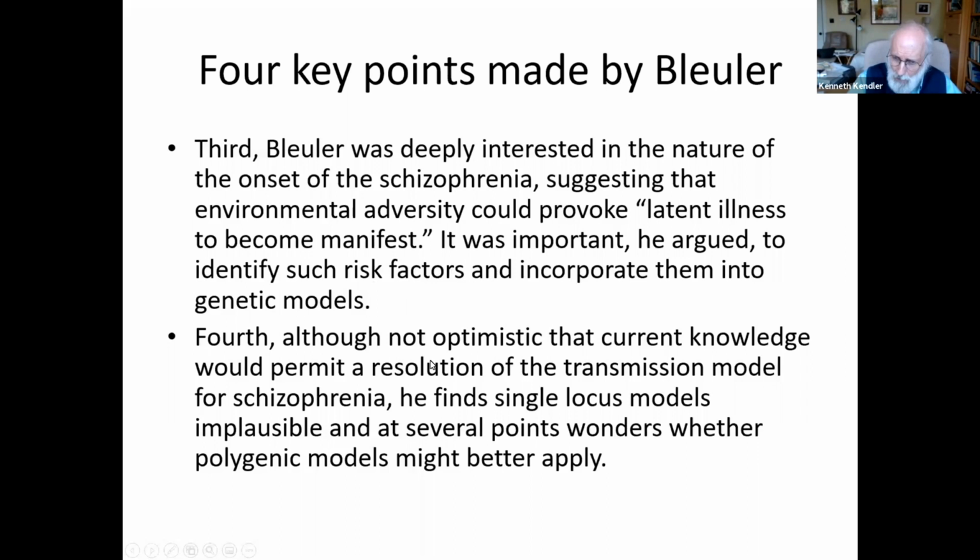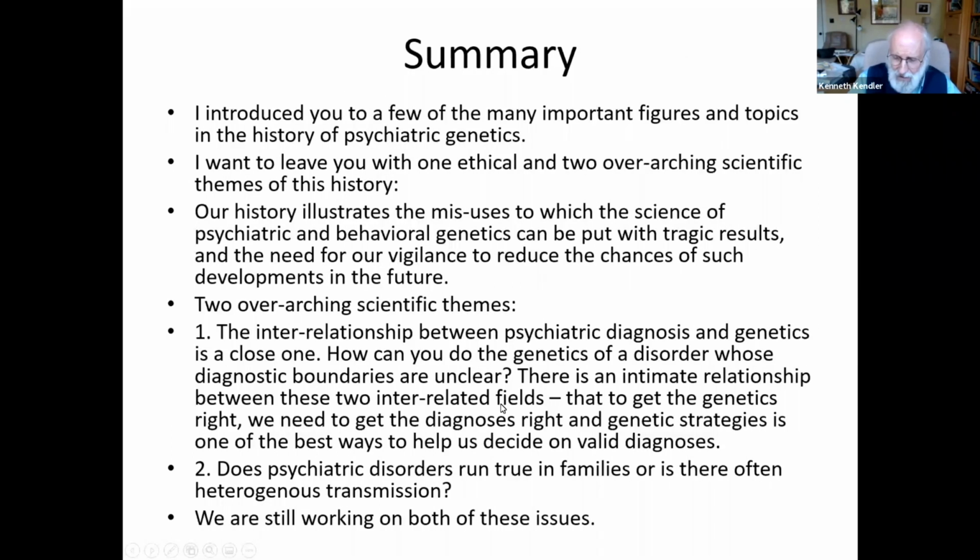Fourth, although not optimistic that current knowledge would permit a resolution of the transmission models for schizophrenia, Bleuler finds single locus models for schizophrenia or dementia praecox to be implausible, and at several points wonders whether polygenic models might better apply. He didn't give the number, and it certainly was not conceived as the way Ronald Fisher would be, but a small number of genes. So this concludes the main part, and I want to summarize.